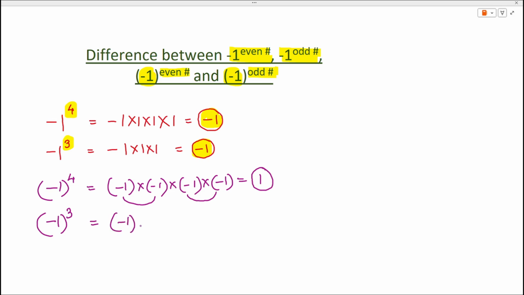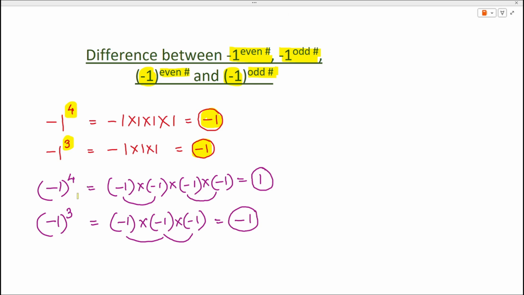But if it is (-1) raised to the power of 3, which means -1 is being multiplied 3 times, so -1 multiplied by -1 multiplied by -1. Negative times negative gives us a positive, and positive times negative again gives us a negative. So the result is -1.